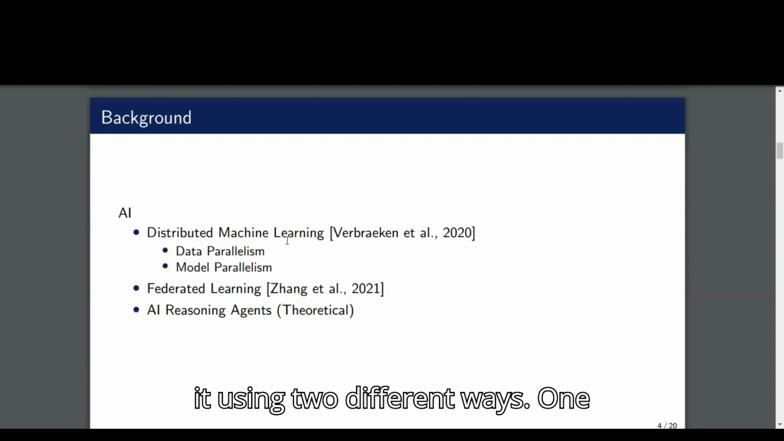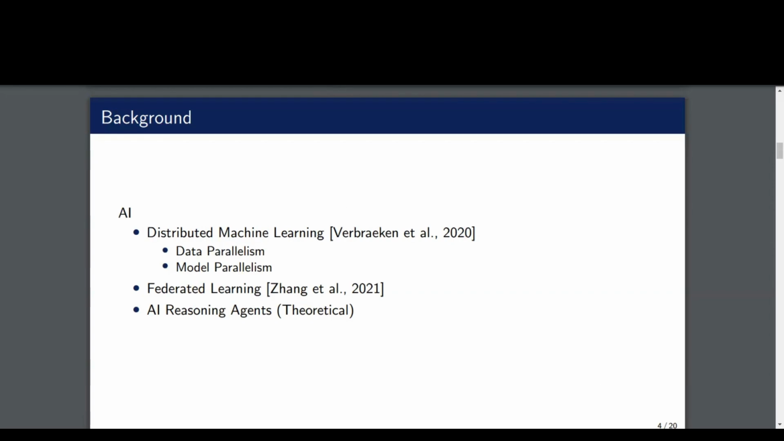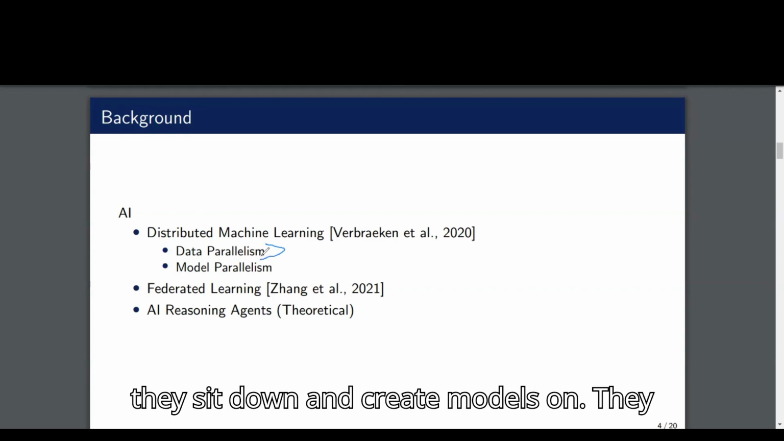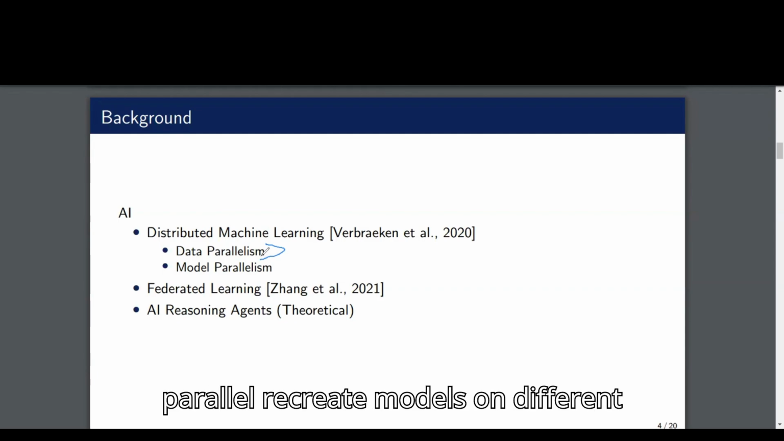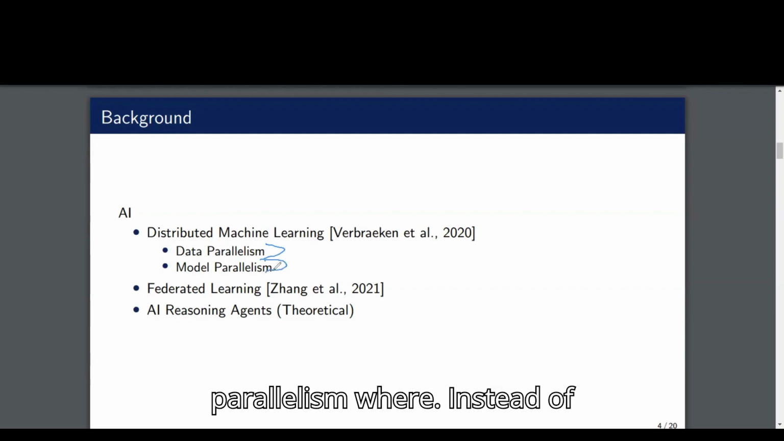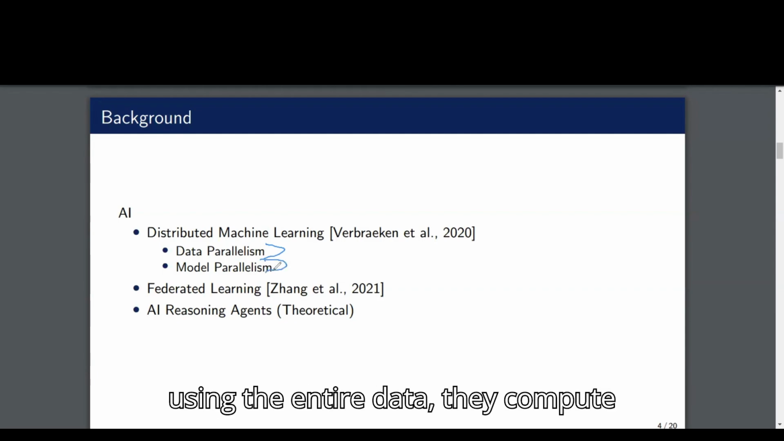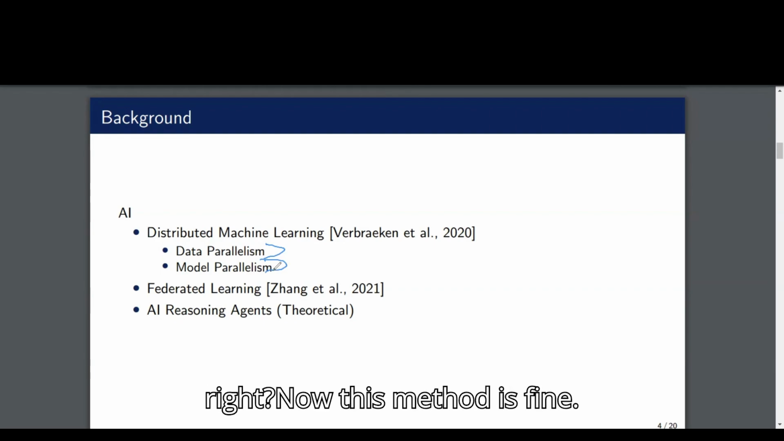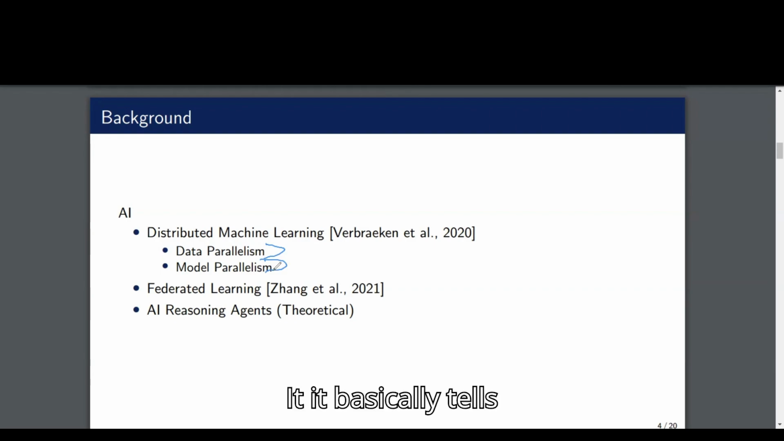And it does it using two different ways. One being data parallelism right here, where the exact data is replicated across different decentralized nodes, and they sit down and parallelly create models on different subsets of data. And there's the model parallelism, where instead of using the entire data, they compute different parts of the model itself, right?